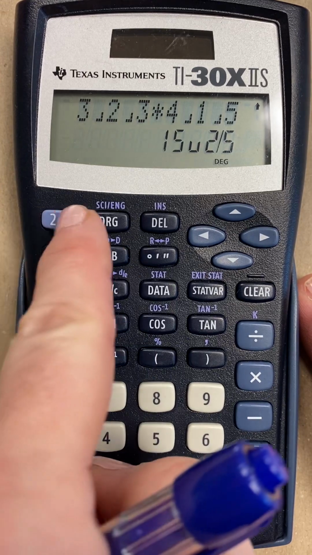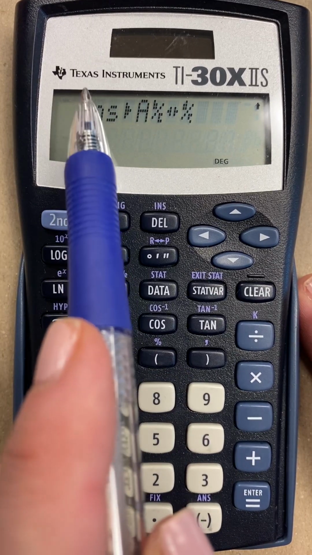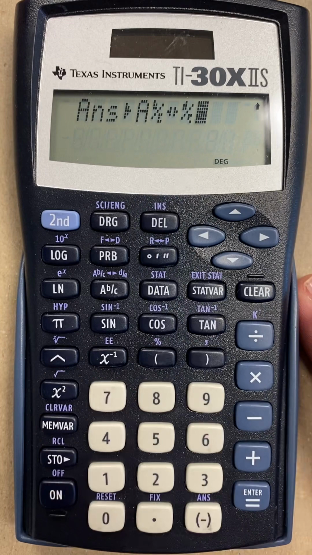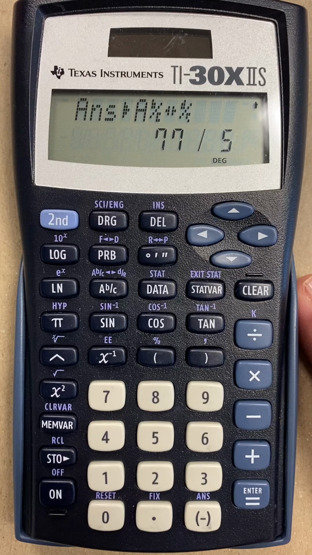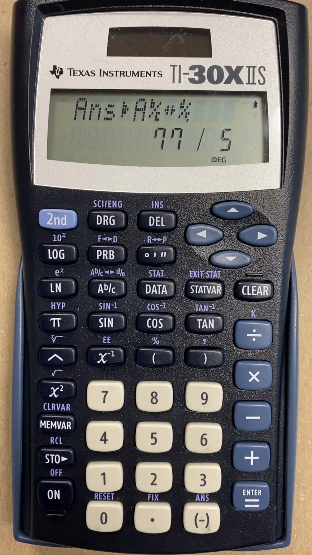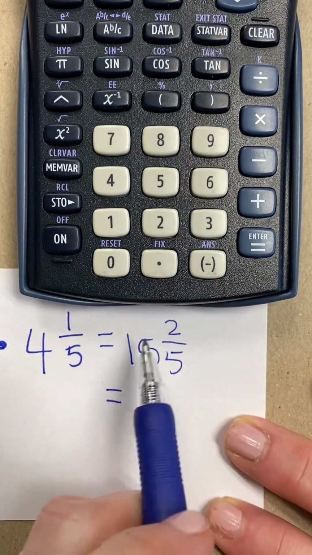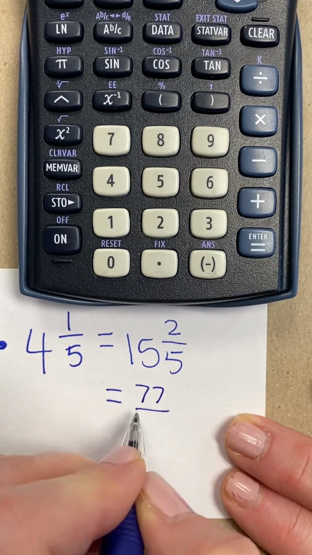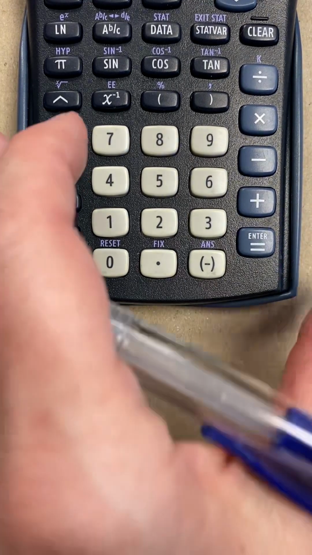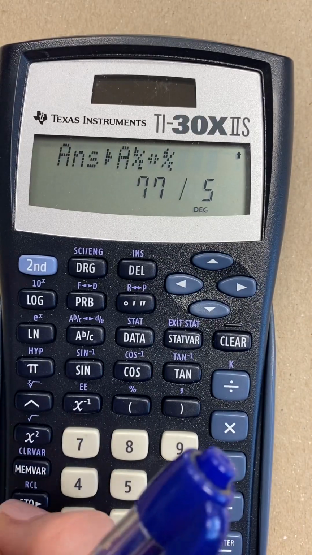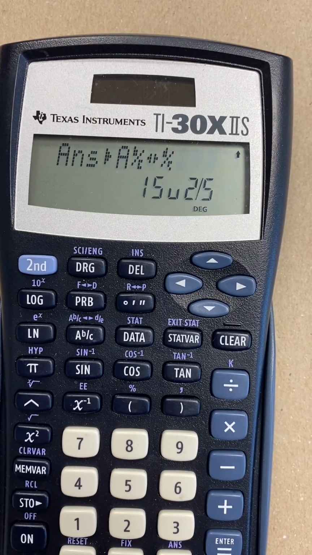Watch what happens when I press second and ABC. It tells me on the screen it's going to take my previous answer and change it to an improper fraction. Check it out, 77/5. And you know that's true because if you take 5 times 15, you get 75 and add 2, 77/5. And you can go right back to where you started if you just press that button again. If you hit second and ABC again, it'll change it right back to 15 2/5.